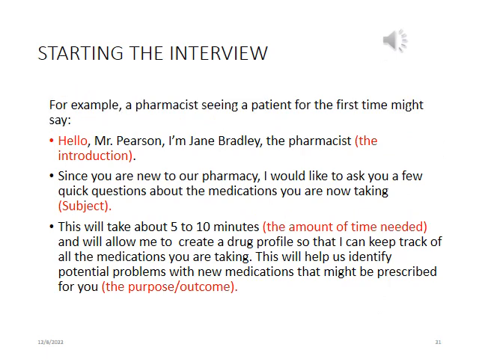طبعا هاي كمان مثال آخر ممكن أنتوا تطلعوا عليه اللي هو ببين لك اللي هو greeting و introduction of the pharmacist himself, subject to be covered, the amount needed, and the purpose or the outcome.